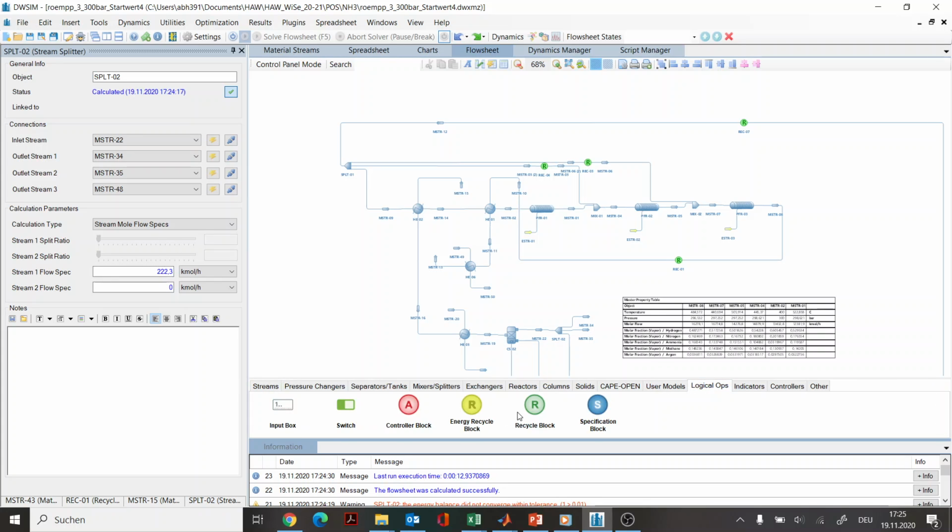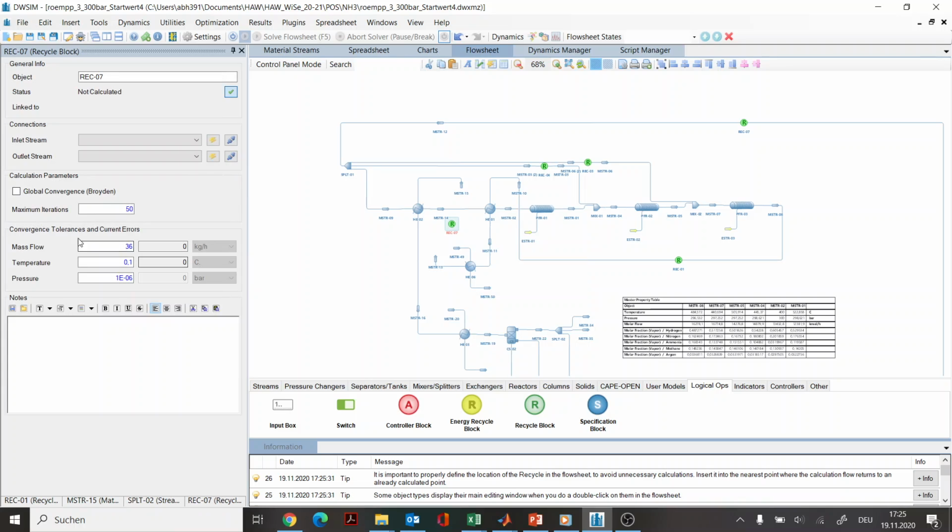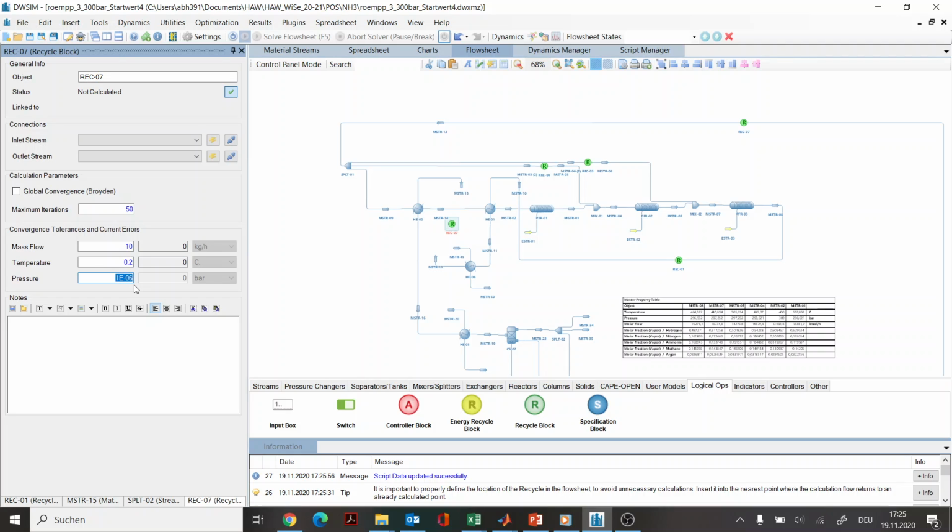Then I said, okay, I have to insert a recycle block. Then I have to change it. So 10 kilograms per hour, temperature tolerance should be something like 0.2. And here, if you would have a pressure tolerance of, so this is 0.1 Pascal. And if we are operating a high pressure system with 300 bars, then it's not that important that you have a pressure accuracy of less than 1 Pascal. So here we can just say 0.01.